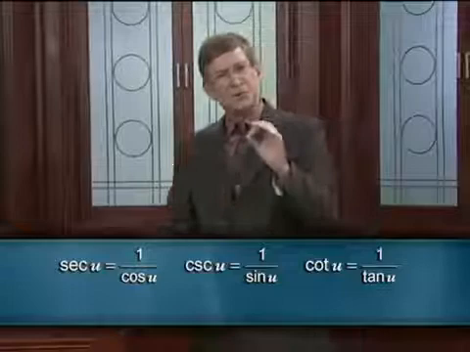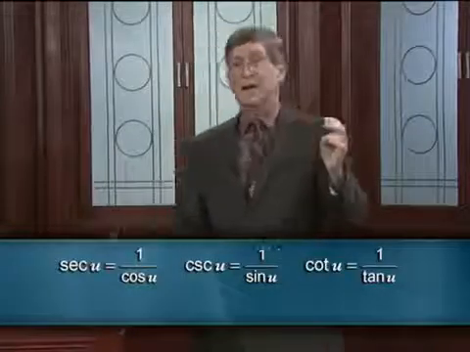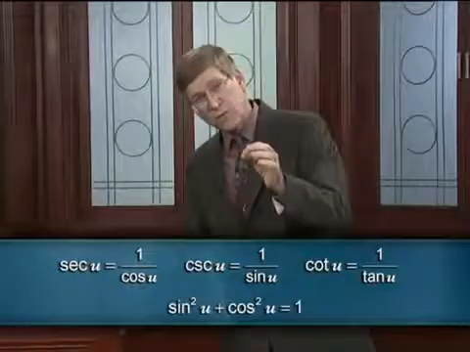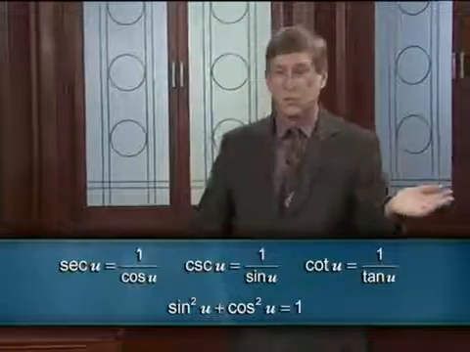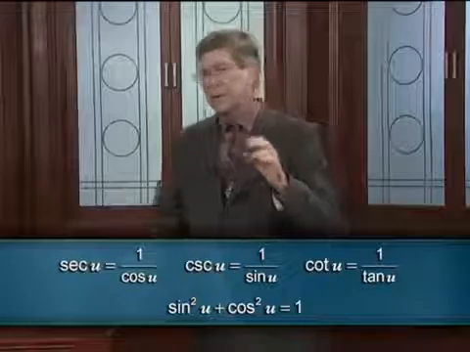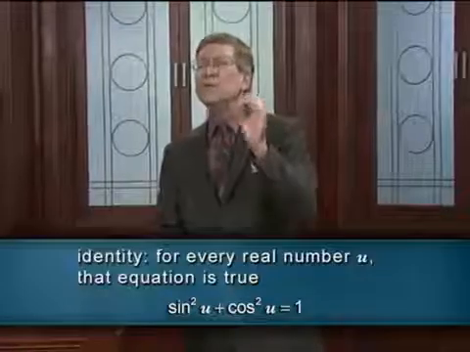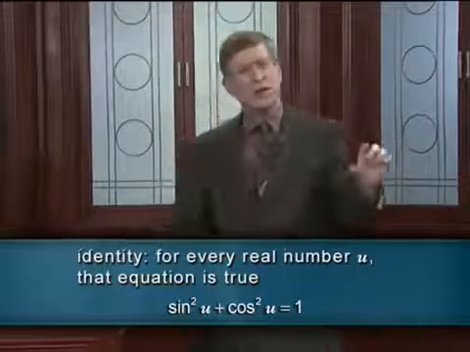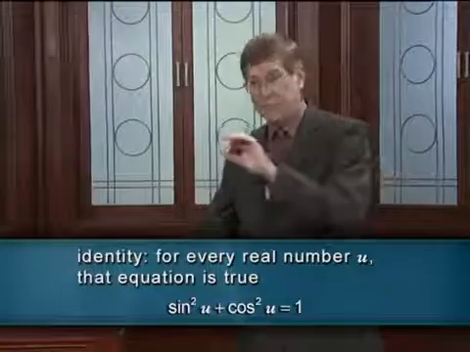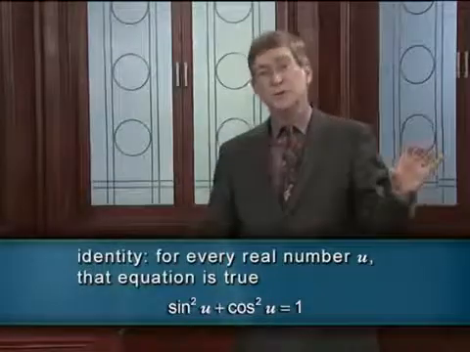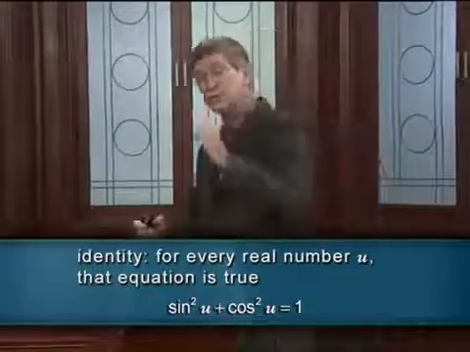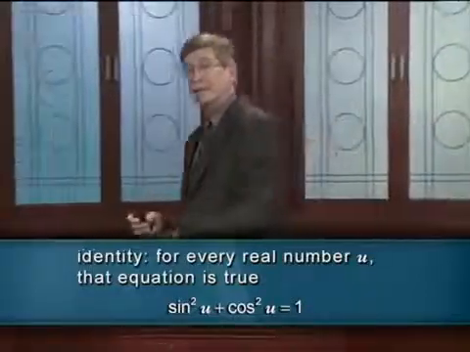And then we came to perhaps the most important identity, sine squared of u plus cosine squared of u equals 1. By identity, I mean the following. For every real number u, that equation is true. For every u in the real numbers, that's a true statement. That's what an identity is.